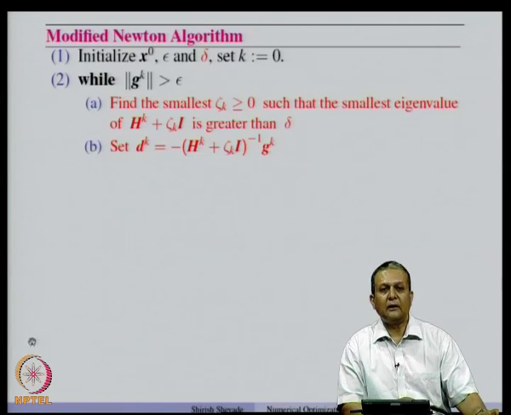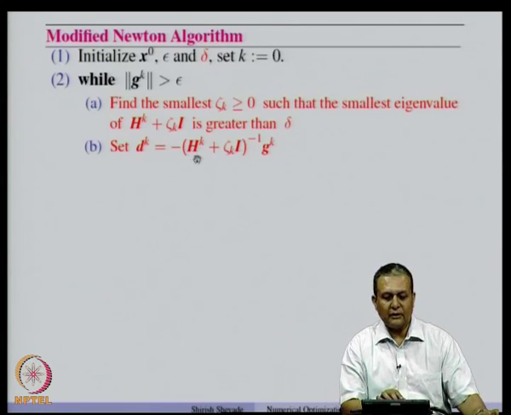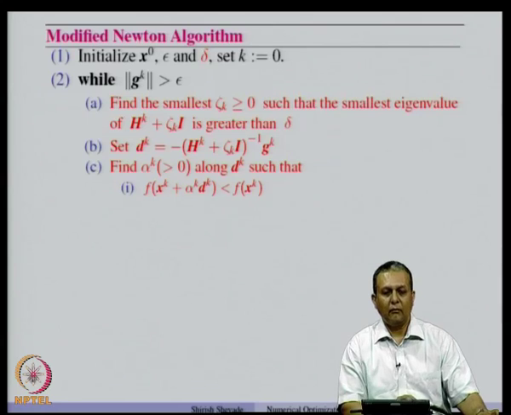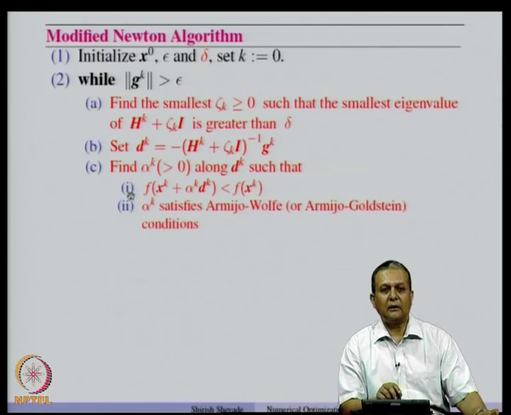Now, once we do that, the direction that is chosen is minus (H k plus zeta k I) inverse g k, and this direction is certainly a descent direction, because H k plus zeta k I is a positive definite matrix. And then we use the line search, so that the function value decreases along the direction d k, and alpha k satisfies the Armijo-Wolfe or Armijo-Goldstein conditions.